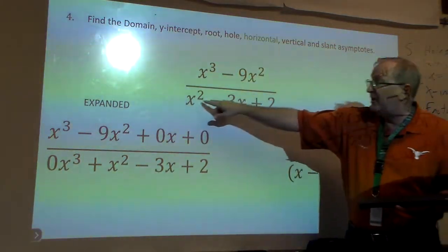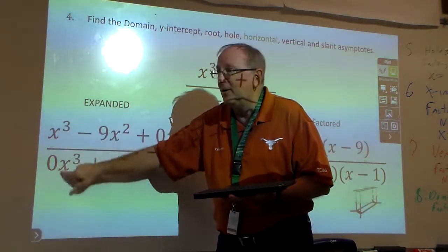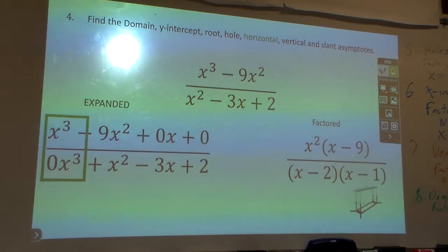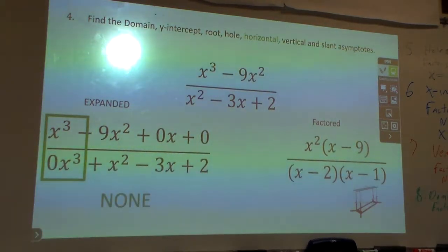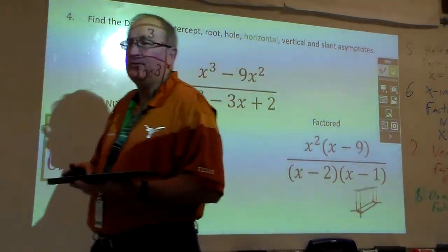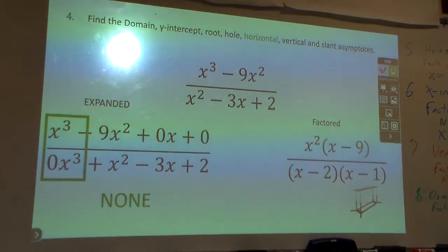Remember, I don't have an x cubed here, so I added my 0x cubed, and now it makes it easier. Can I divide by 0? No. So this one's answer is going to be none. There's not a horizontal asymptote, okay? The answer is none because you cannot divide by 0.